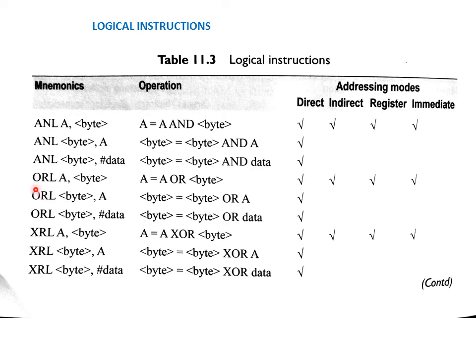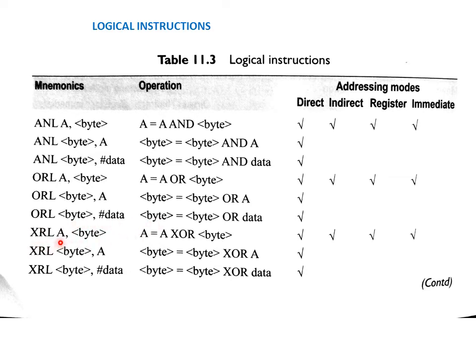Same for the OR logical operation: OR A with the byte, and the result is stored in the accumulator. The accumulator stores the result of the OR operation with the byte you specified in the instruction. Same OR operation with the byte and accumulator, but here the result is stored in the byte. OR operation of the byte with the data, and the result is stored in the byte.